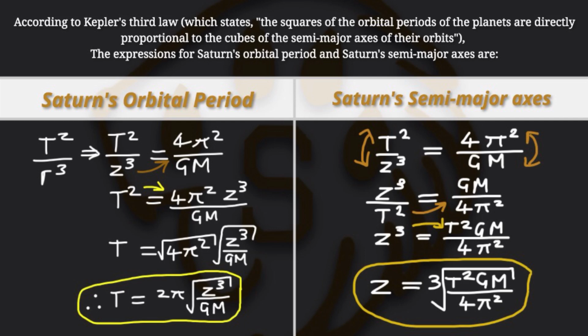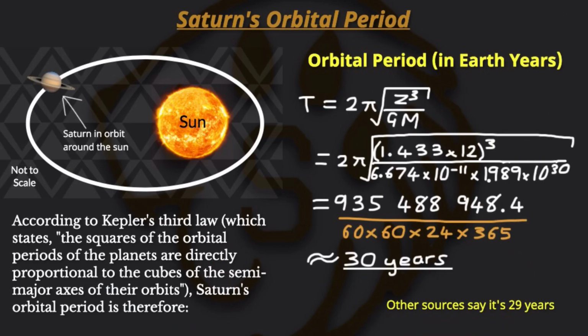So we are going to be concentrating on the orbital period. According to Kepler's third law, the square of the orbital periods of the planets are directly proportional to the cubes of the semi-major axis of their orbits. So Saturn's orbital period will be in Earth years. We want to find it in Earth years. We found that our expression will be T is equal to 2 pi. I think you can understand where the 2 pi is coming from. It's the orbit, which is almost a circular shape. That's 2 pi in radians.